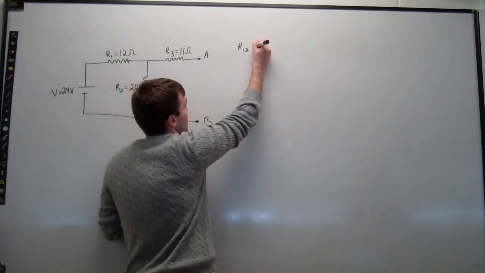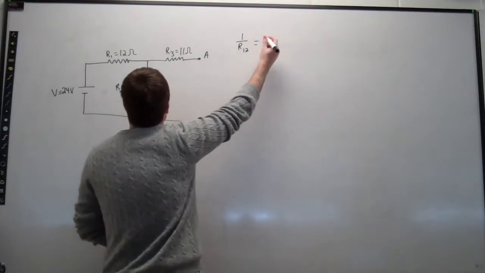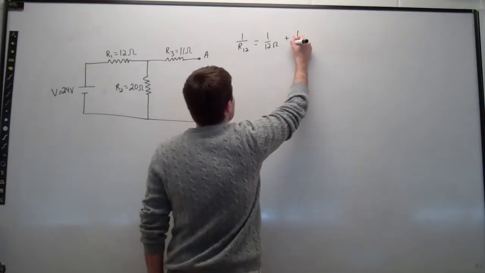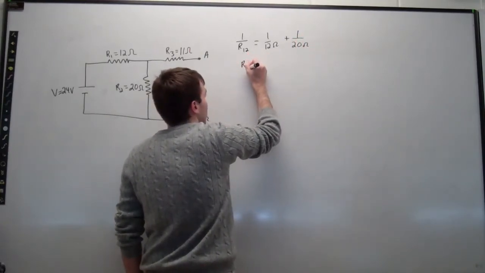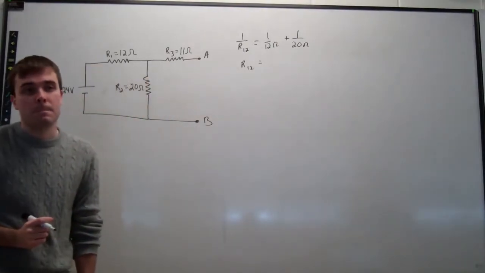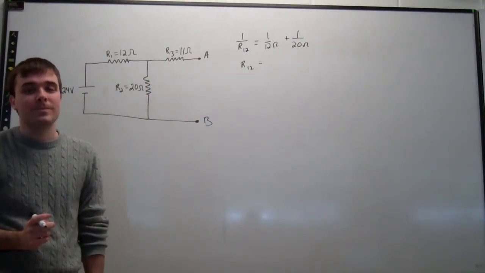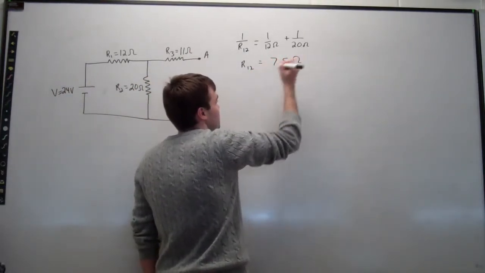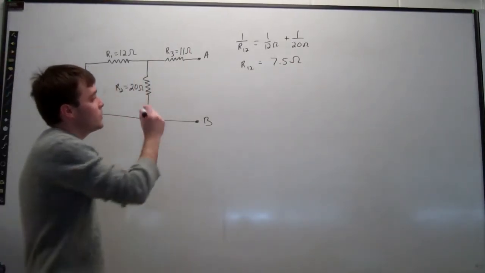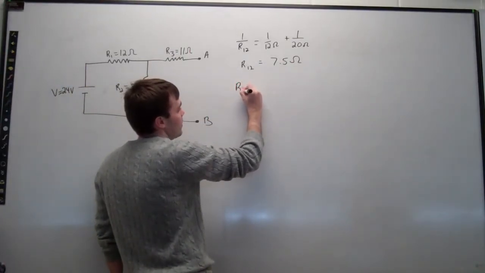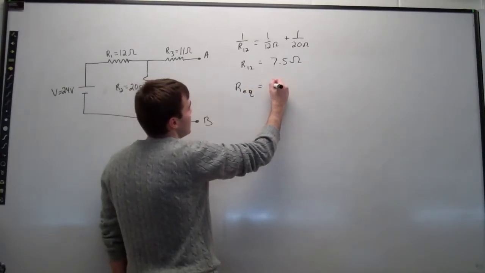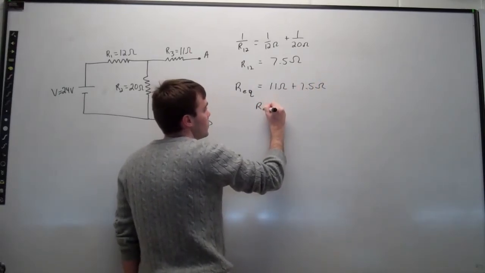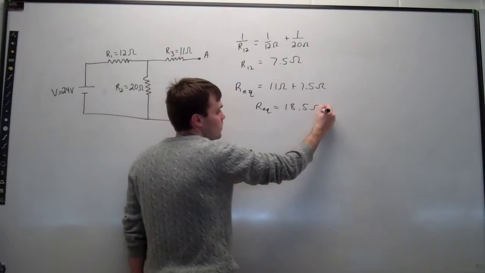So we're going to find R12 first: 1 over R12 equals 1 over 12 ohms plus 1 over 20 ohms. What's R12 equal to when you do that? 7.5 ohms. So now we just do 7.5 plus 11 for our REQ. It's 11 ohms plus 7.5 ohms, and REQ equals 18.5 ohms.